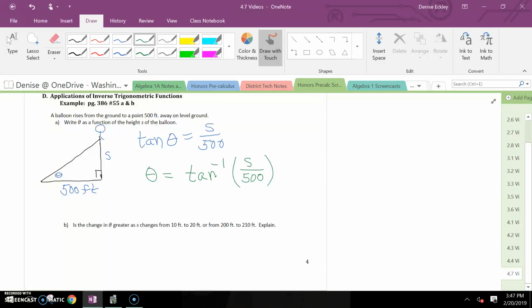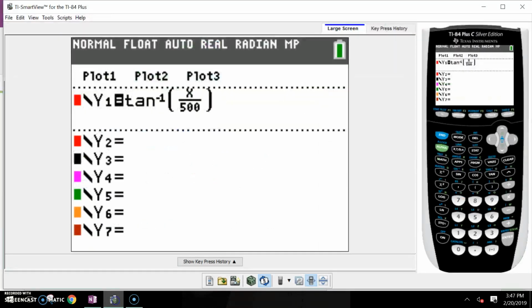Now for part B, we're asked, is the change in theta greater as s changes from 10 feet to 20 feet or from 200 feet to 210, which in both cases is a change of 10 feet in height. So the best thing to do is to take our inverse tangent function and put it in a graphing calculator and evaluate it. Or you can just put in those values for s in the calculator and look at what the value of theta is. So I went ahead and did that.